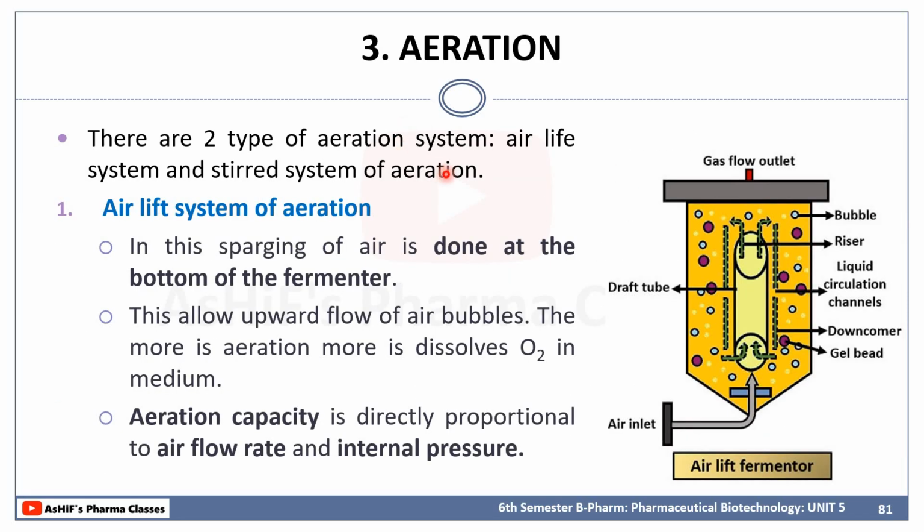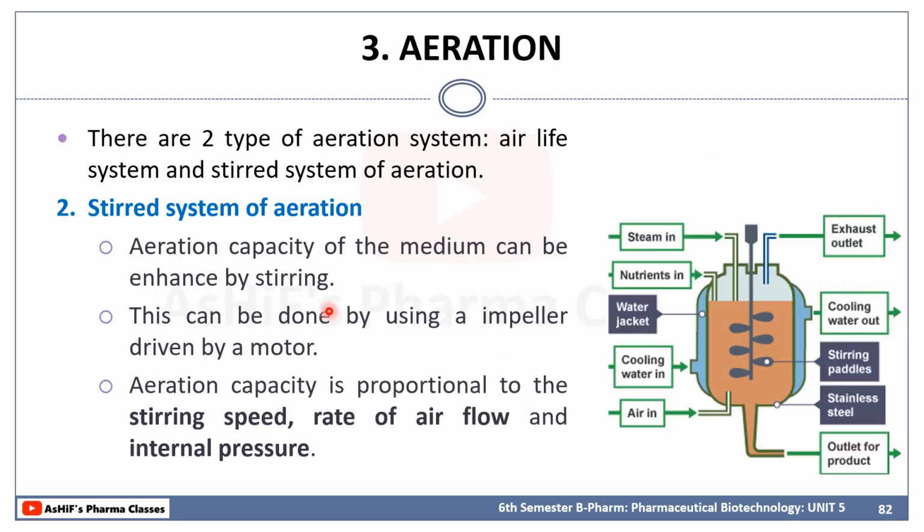Now there are different types of aeration procedure. We can give an airlift system of aeration, which means we give aeration at the bottom. By giving this airlift formation, aeration capacity will be increased. Airflow rate as well as internal pressure are the two factors which are directly proportional to the aeration. As the aeration flow rate increases as well as the internal pressure increases, aeration capacity will increase.